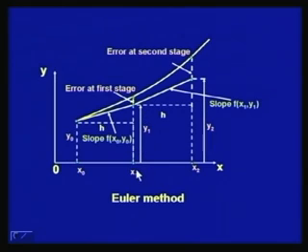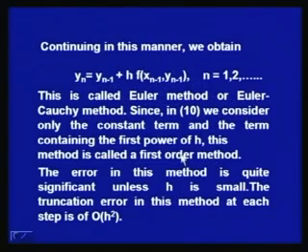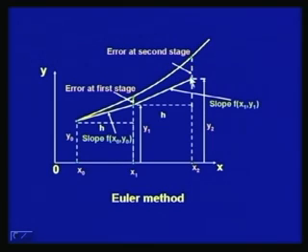And then in the next step, x 2, we continue along the straight line which passes through the point (x 1, y 1) and has slope f(x 1, y 1). So, when we compute y 2 from y 1 plus h times f(x 1, y 1), this is our y 2, while the actual value of y at x equal to x 2 is this. So, there is an error here. This is the error in the next stage.